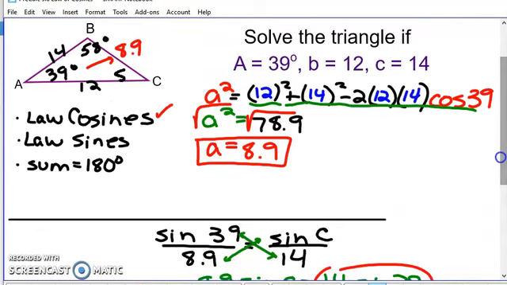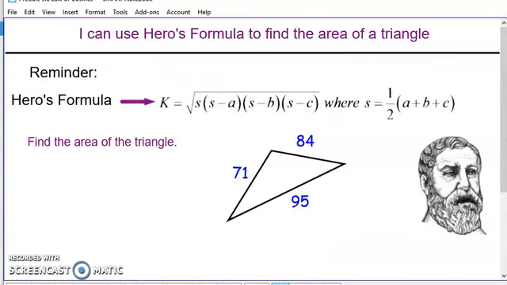So if I want to just double check this, my biggest angle should be across from my longest side, which it is. My smallest angle, 39, should be across from my smallest side. Middle angle should be across from my middle side. So hopefully that means I did it right. Cross our fingers and we did it right.